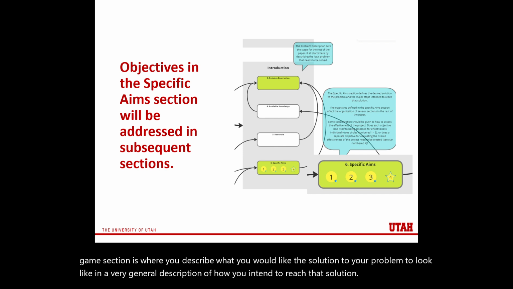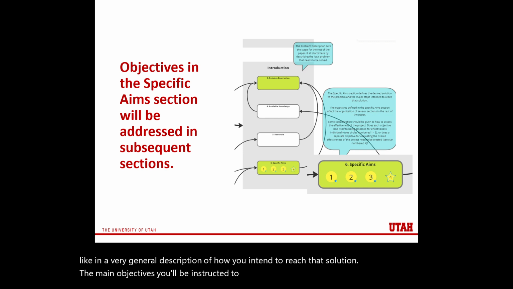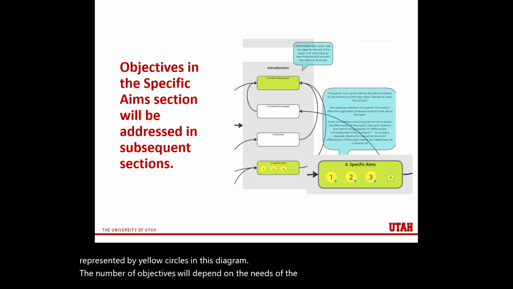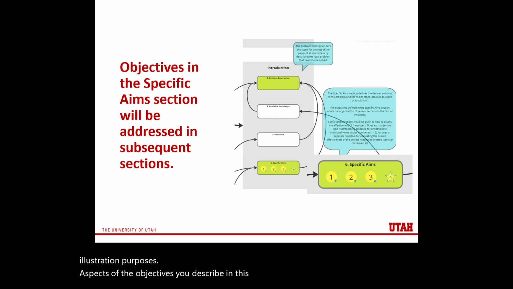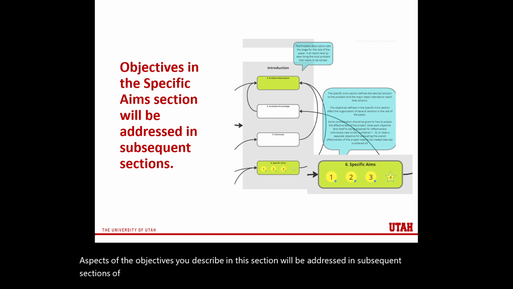The main objectives you'll be instructed to include in the specific game section are represented by yellow circles in this diagram. The number of objectives will depend on the needs of the project. I use 3 here for illustration purposes. Aspects of the objectives you describe in this section will be addressed in subsequent sections of the paper.